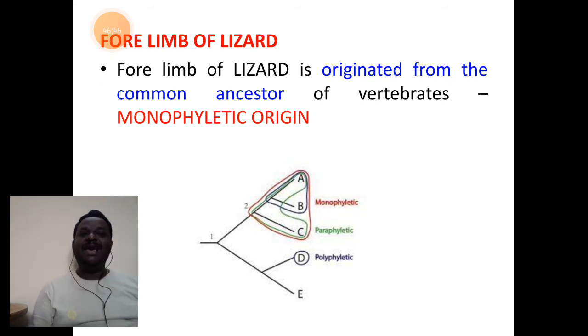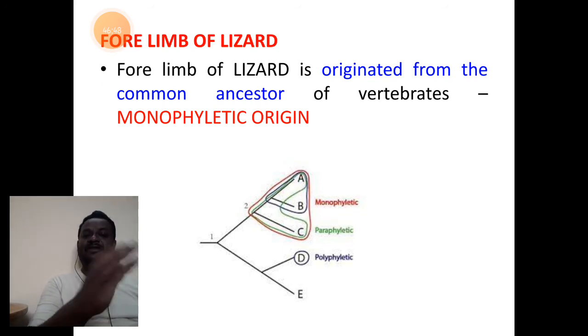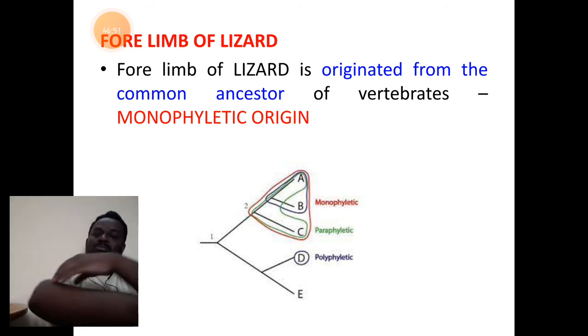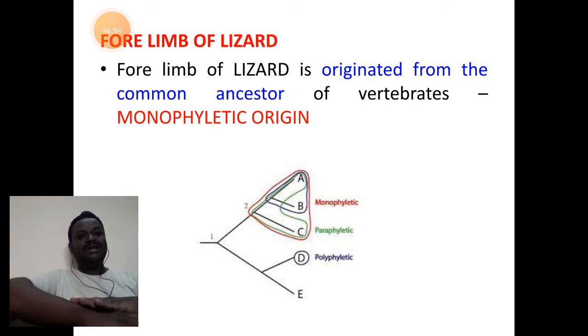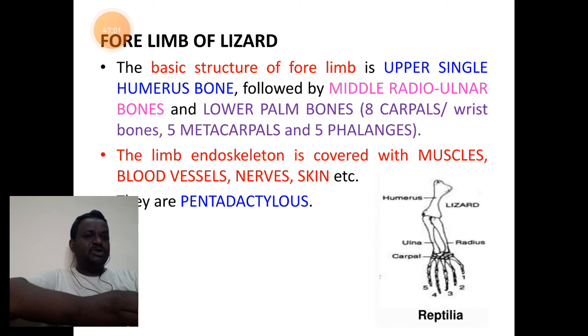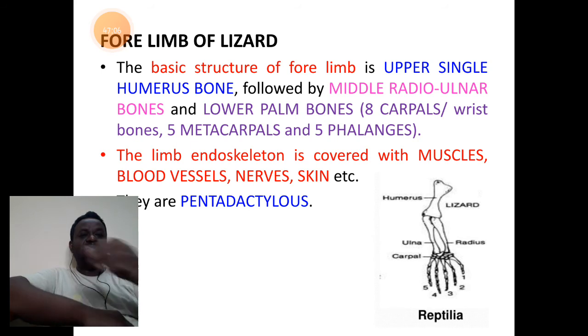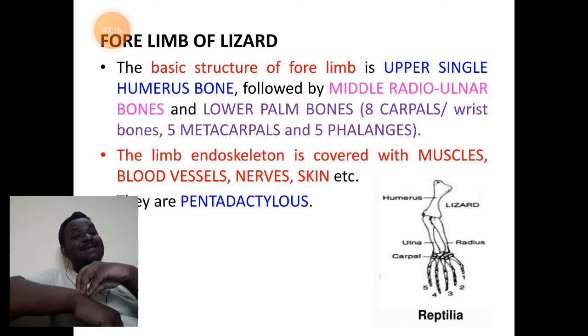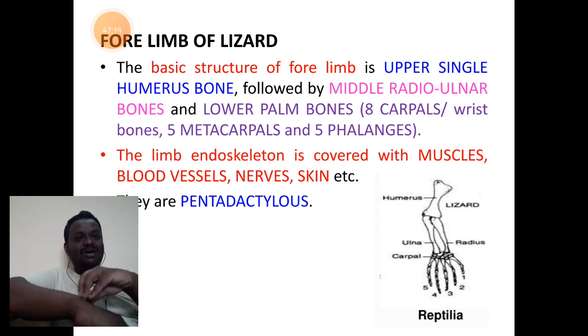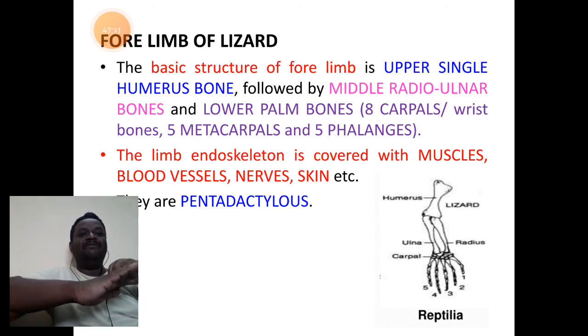The next example we have is of Reptilia. An example of Reptilia is the lizard. The forelimb of the lizard also originated from a common ancestor, hence we call it monophyletic origin. So it is a repetition concept you will have to remember, students. The arrangement of bones has a single upper humerus bone, the lower arm consisting of radio-ulnar bones. Then the palm region consists of 8 carpals at the wrist region, 5 metacarpals at the palm region, and 5 phalangeal bones.